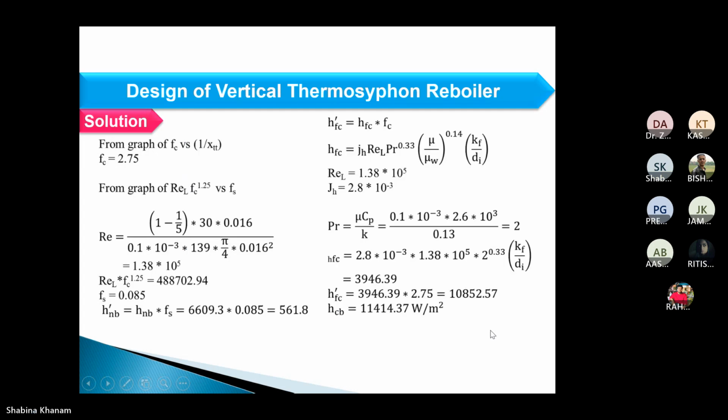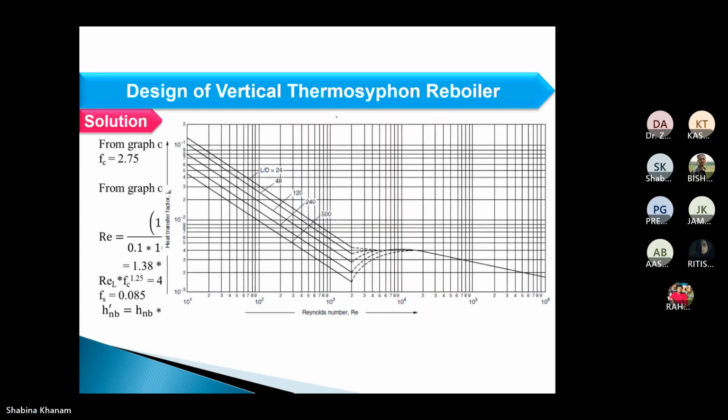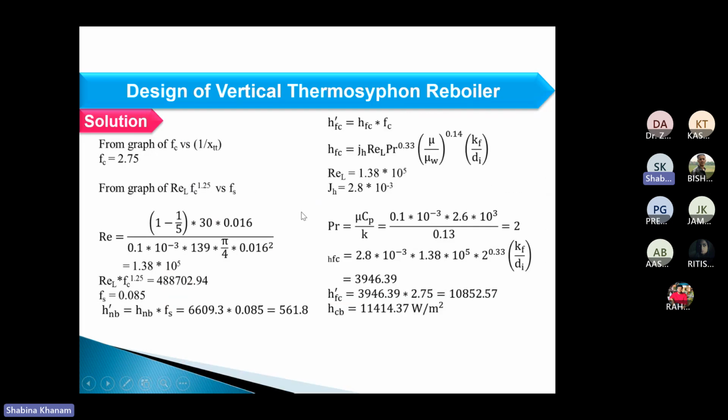Okay, what was the value? 1.38. Somewhere here it will come, you can see the value. Okay, so JH you can find as 2.8 in 10 to the power minus 3. Prandtl number you can calculate. HFC you can find. Okay, this is the HFC value. HFC prime, that this value into FC, right? 2.75. So you can find HFC prime. Okay, so addition of this HFC prime and HNB prime will give you the heat transfer coefficient at exit condition.